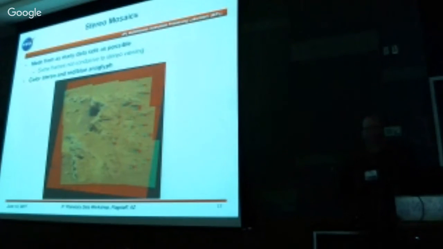Next thing is stereo mosaics. We're going to make these from as many data sets as possible. Not conducive to stereo viewing, just because of how we are wired, but we offer both color stereo and red-blue anaglyph. So if you have specialized hardware, you can see actual color stereo. If you don't, you put on red-blue glasses.